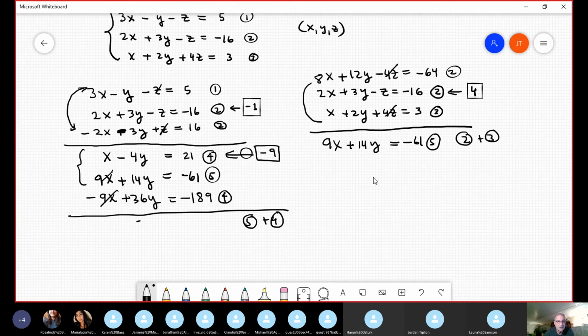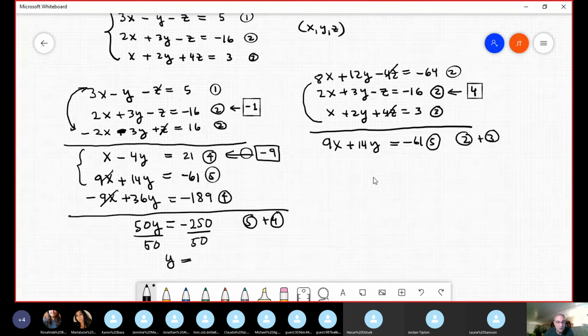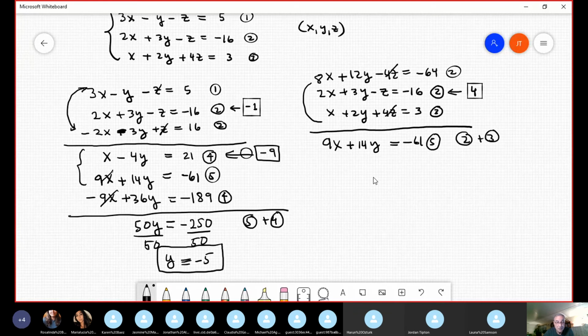We have here 50y, because 10 carry that 150, yeah, 50. And here together is negative 250, divided by 50 on both sides. The answer: y equals negative 5. Yeah, at least we have in my hand the first value, y. Remember, we need to find the triple order x, y, and z. I know that my solution looks like that: comma, comma, 5, negative 5. Negative 5. I need to find x and z.